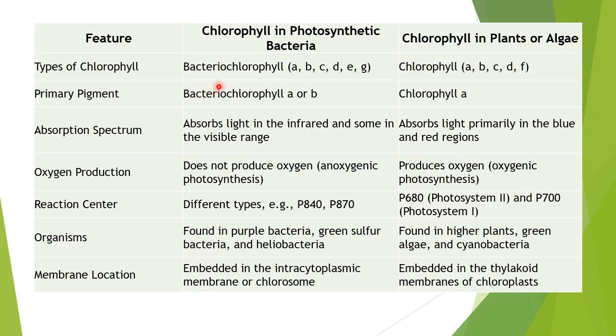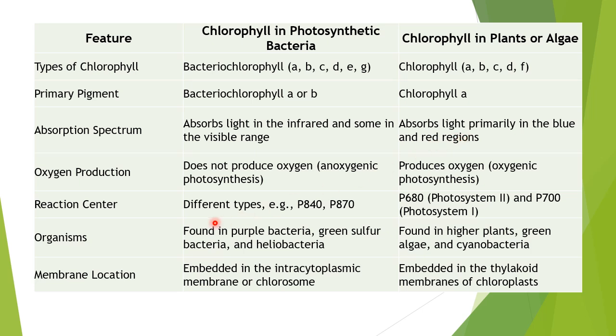The type of chlorophyll that photosynthetic bacteria use can be A, B, C, D, E, or G. In plants, A and B are the most common or primary pigments, and we also find C, D, and F. So the primary pigment is A or B in bacteria, as well as A in plants. Now, the absorption spectrum of photosynthetic bacteria chlorophyll: they absorb light in the infrared and some in the visible range. The chlorophylls in plants absorb light in the blue and red regions.